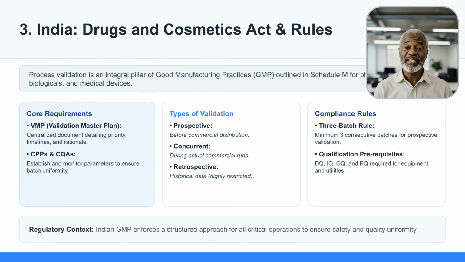In India, process validation is part of good manufacturing practices under the Drugs and Cosmetics Act. Core requirements include a validation master plan and the monitoring of critical process parameters. Validation can be prospective, concurrent, or retrospective, often requiring a minimum of 3 consecutive batches.